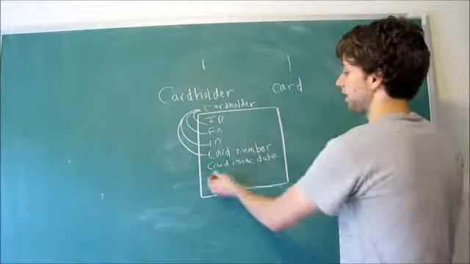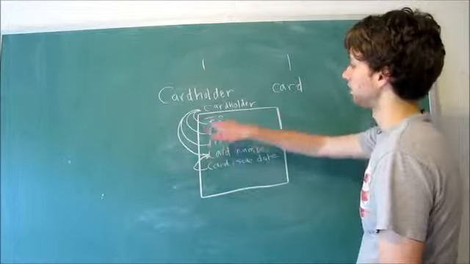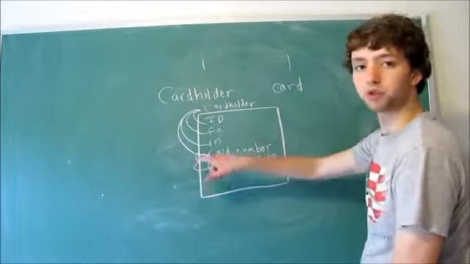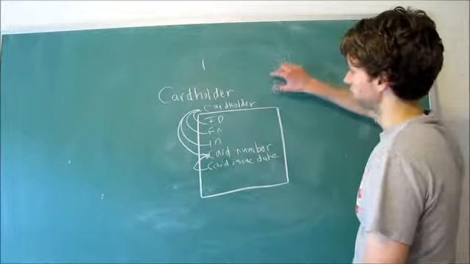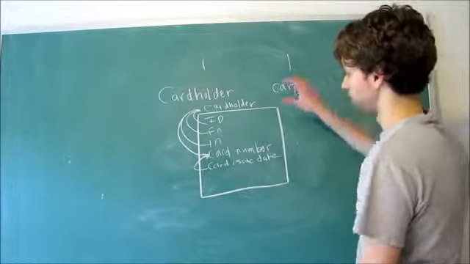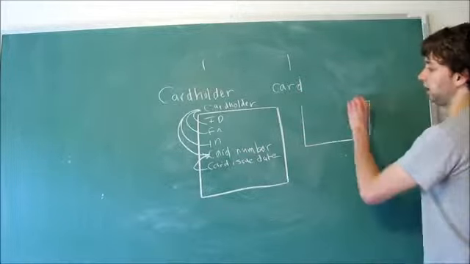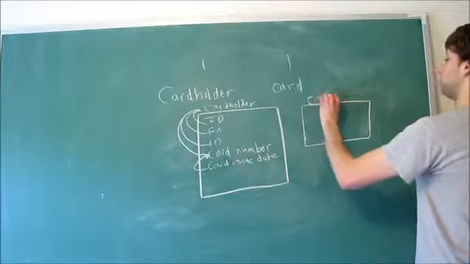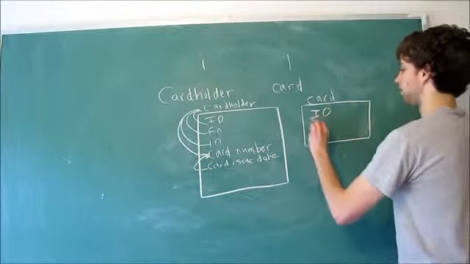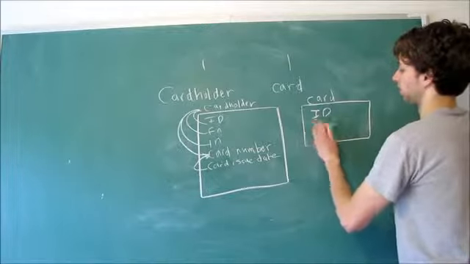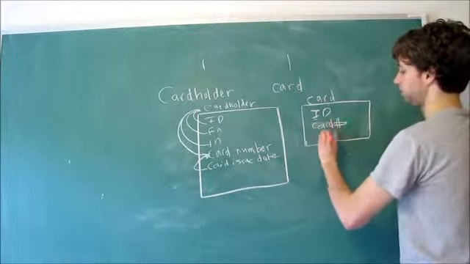Well, now we can see that this is relying on the card, not the card holder. So if we want to store extra attributes about the attribute in the one-to-one relationship, we can move that to a new table, and we can make it a card table, give it an ID, and then we could say card number, and then issue date.